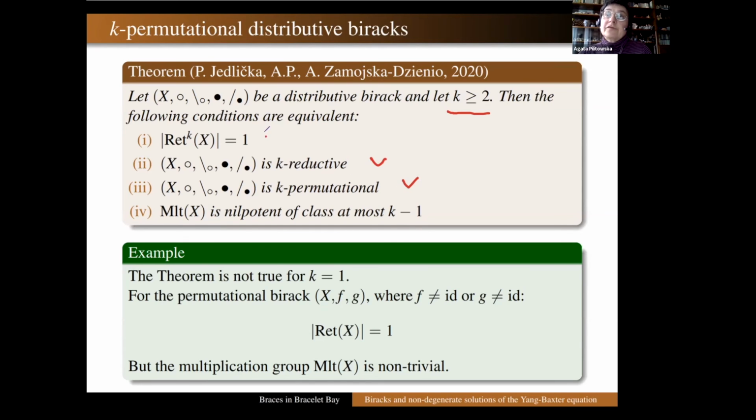or if and only if it is of multi-permutational level k, or if and only if, this is the new result, the general multiplication group of this distributive Birack is nilpotent of class at most k minus 1.